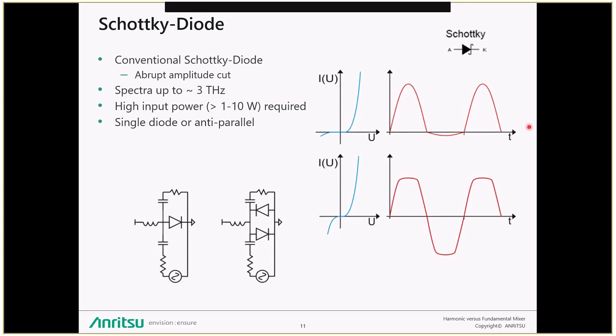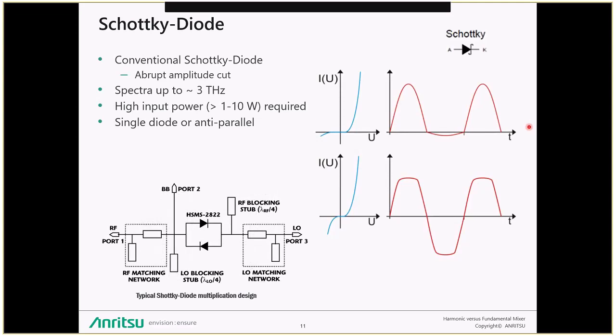Typically, Schottky diodes will work in a single diode configuration or also in an anti-parallel configuration. And here we can see a typical Schottky diode mixing device where we have a radio frequency matching network and an LO matching network, and in between we have the Schottky diodes in an anti-parallel configuration to get the IF response.